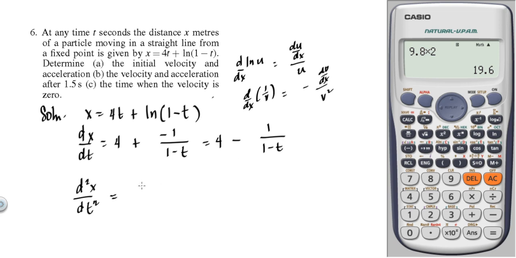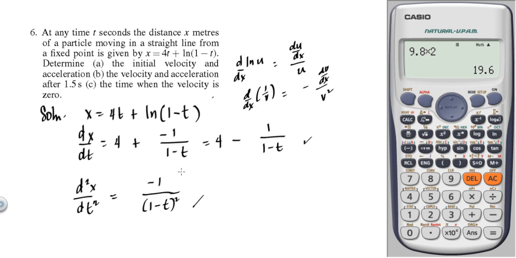Minus again, so minus 1. I'll put minus 1. The two minuses are gone, so it's positive. But there is still a minus in the denominator because the derivative of 1 minus t with respect to t is negative 1. So, negative 1 over v square. Let's square this, 1 minus t squared. So we have velocity, and we also have acceleration.